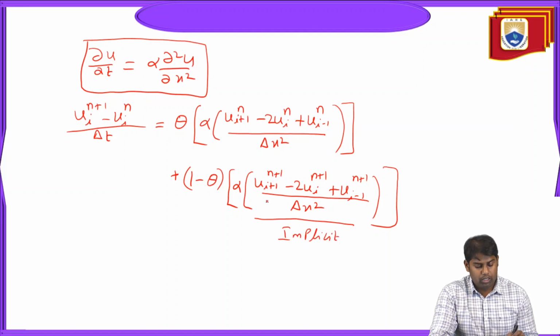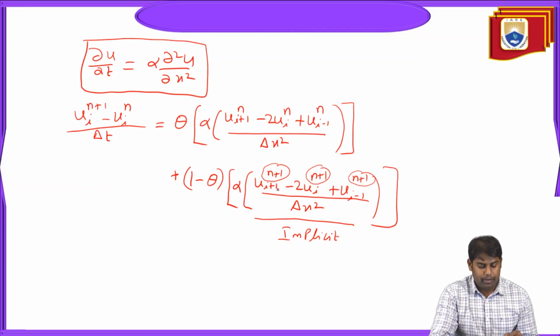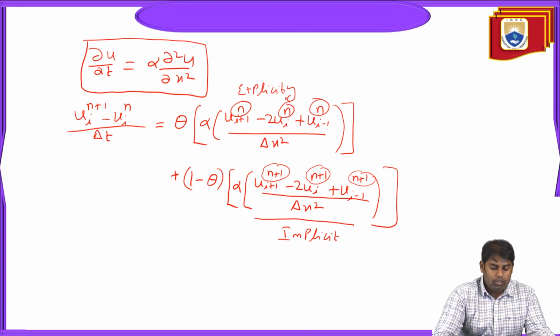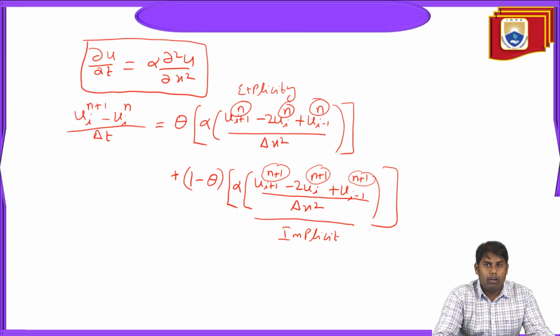Why? Because the major thing we see is that these are the unknowns, and you can see that from the superscripts, where the power is n plus 1. So this is for the unknown parameter. And this one is very straightforward, which is explicit. Why? Because here all the values are known parameters.